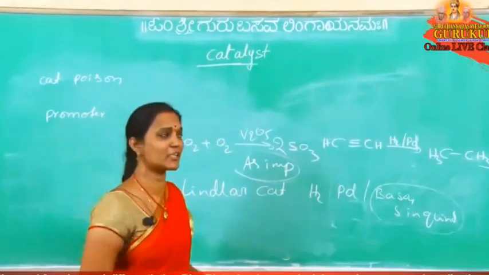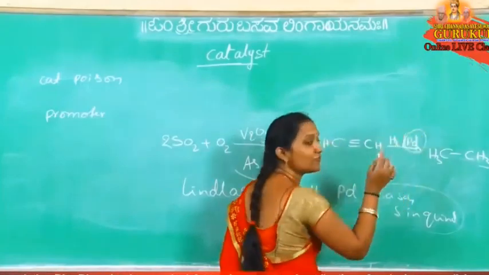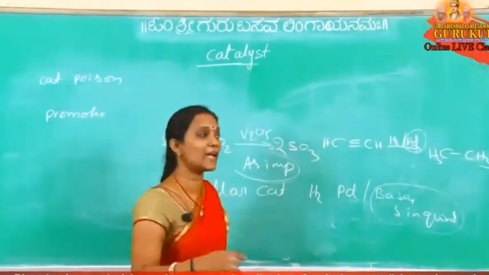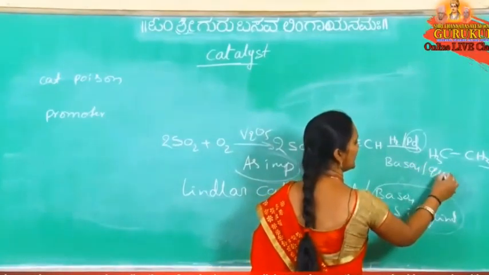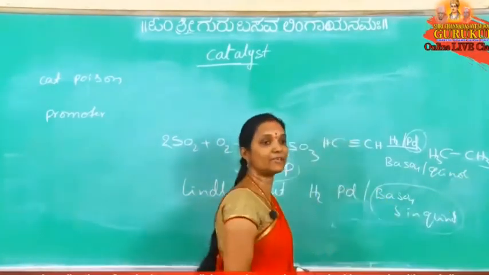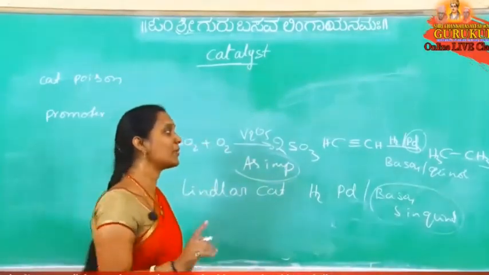But we want partial reduction. Only one pi bond should be replaced. For that we should reduce the activity of the catalyst. To reduce the activity of the catalyst, we are adding barium sulfate and quinoline. Okay, barium sulfate and quinoline are added, its activity decreases. Then only one pi bond reduction takes place.